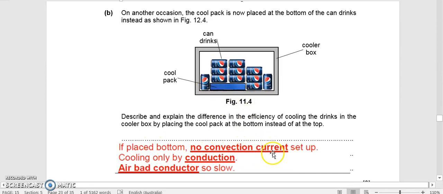Some of you explain this one mark for very long. You write 3-4 sentences just to explain that one point. So this is the easiest way. Just say, if placed at the bottom, I don't have convection current. So how does thermal energy actually get transferred to the ice pack? The only way, conduction. You can mention that. I give you the second credit, but you can explain further about conduction for the third credit, which is air is a bad conductor. So very, very slow if I put my ice pack at the bottom.